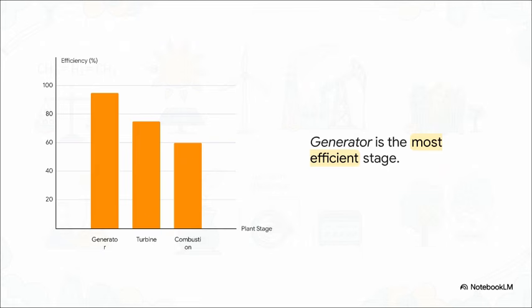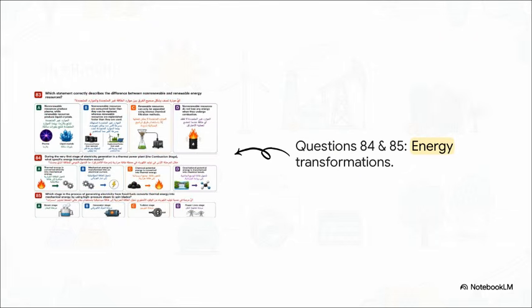That means a massive 40% of the coal's original chemical potential energy is instantly lost simply through the act of burning it. Kind of crazy, right? Let's put that knowledge to the test. Question 84 asks, during the very first stage, the combustion stage, what specific energy transformation occurs? Think back to that burning coal. We are taking chemical potential energy and converting it into thermal energy. That makes option C the correct answer.